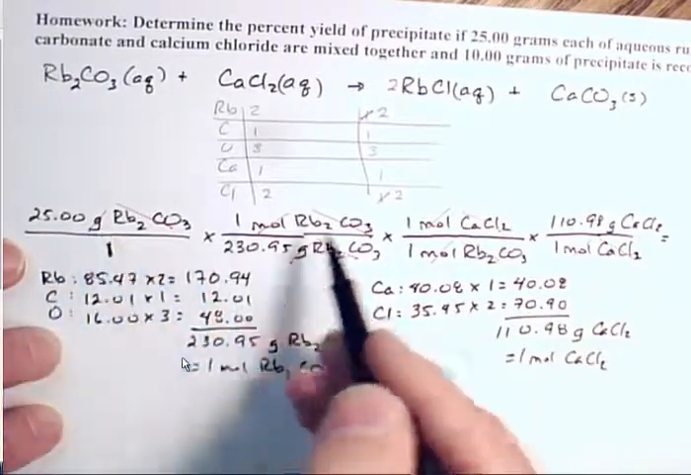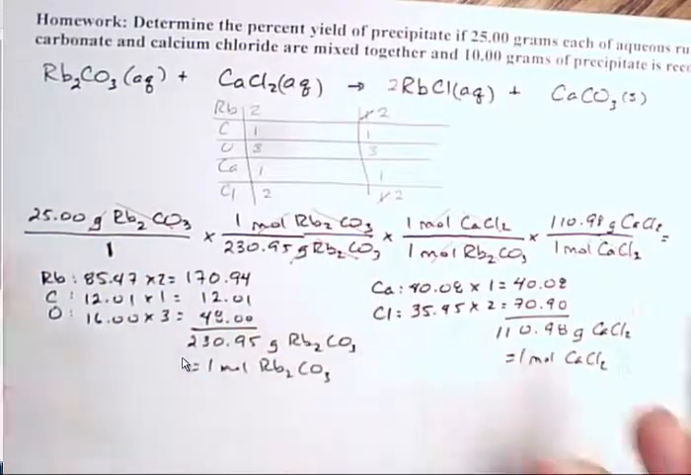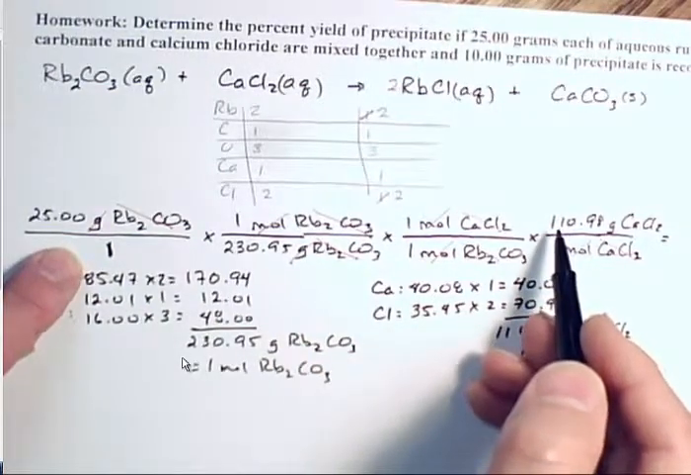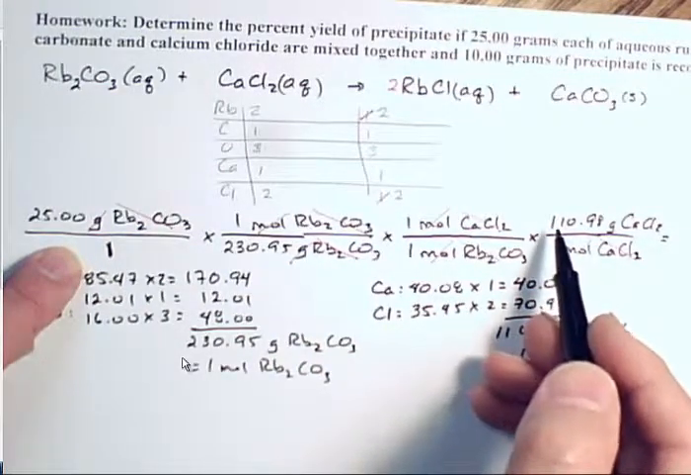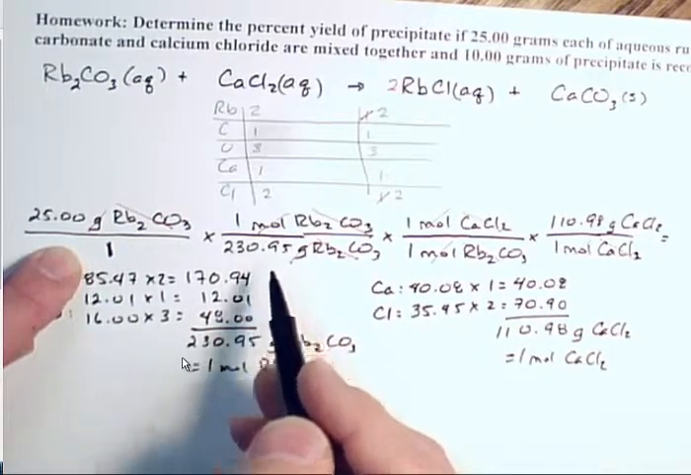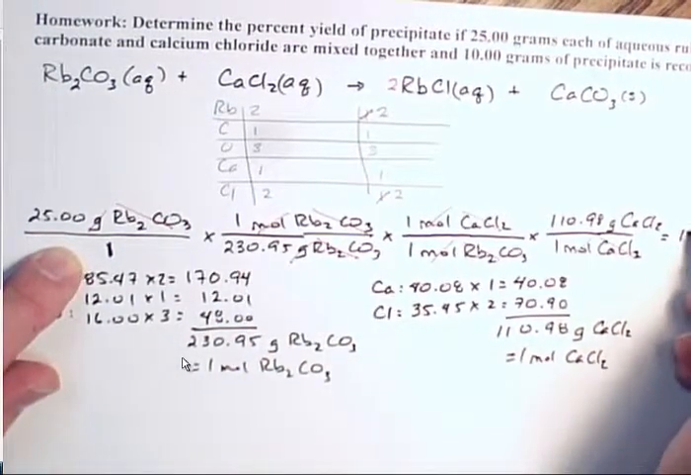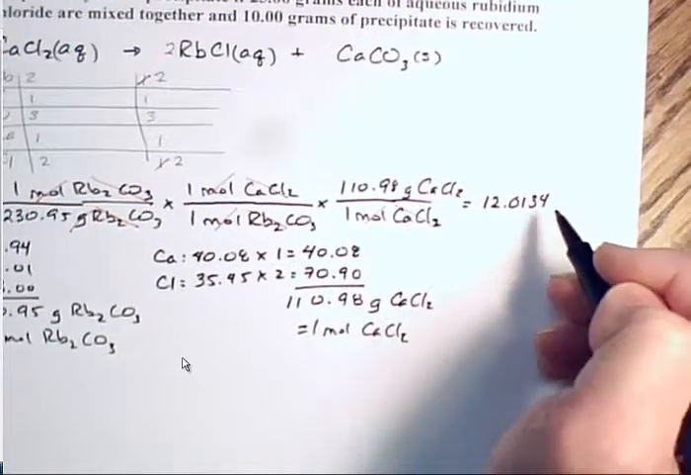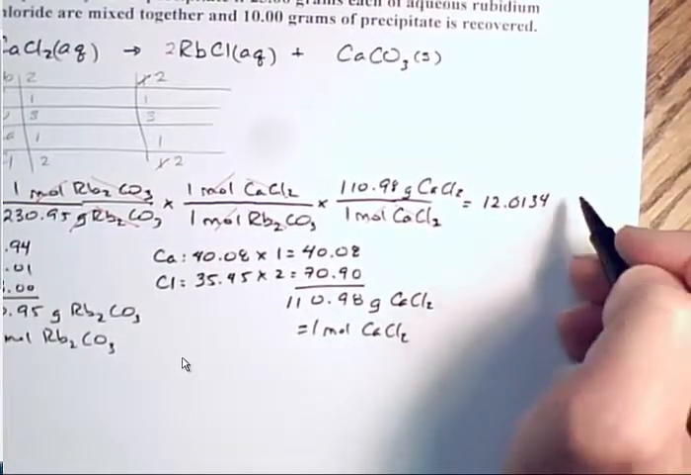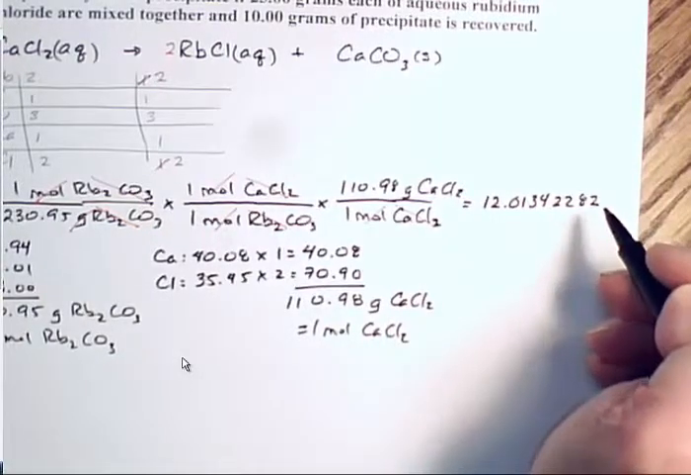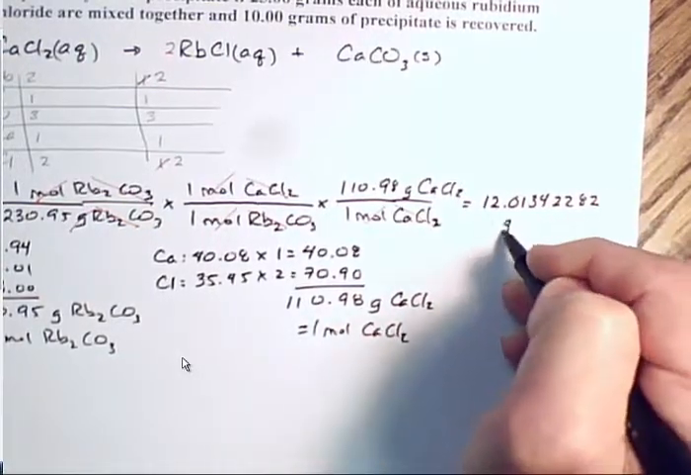I multiply this times this. I don't have to multiply with the ones because they just give me the same answer. This times this, hit enter or equals in the calculator, then hit the divide button and put in this and hit enter or equals. And when I do that, I get 12.0134282, and that's grams of calcium chloride.